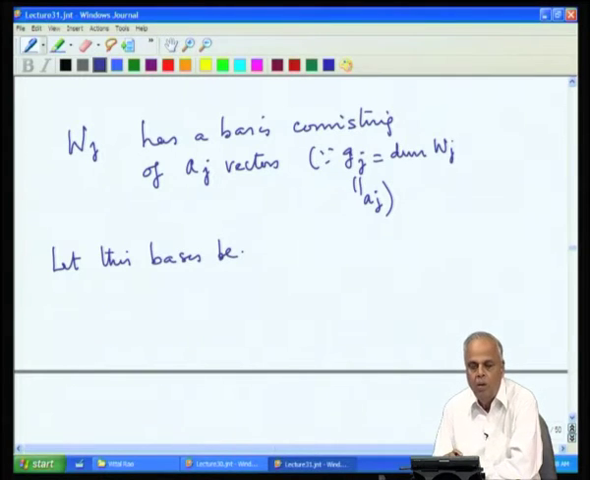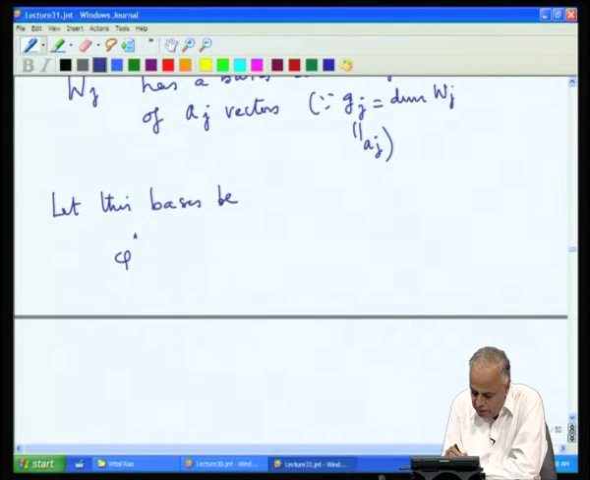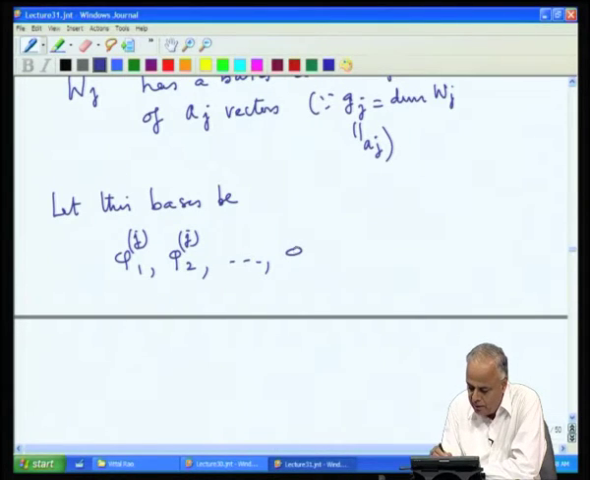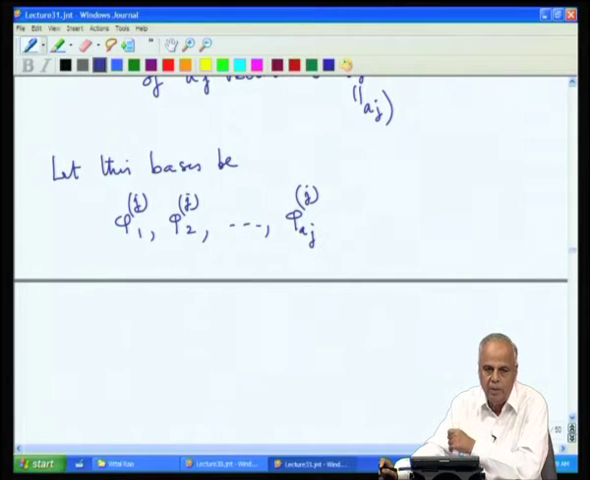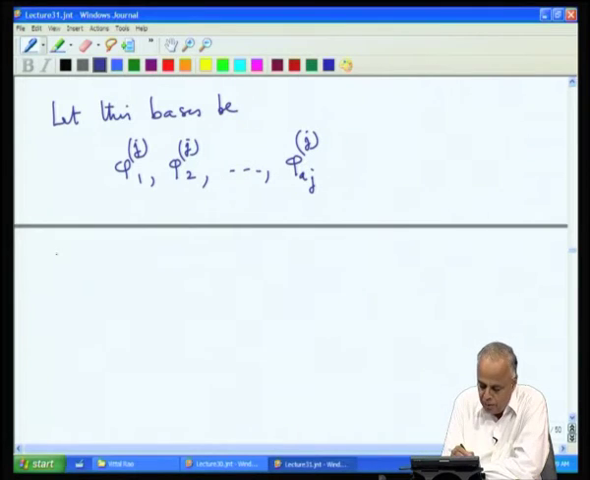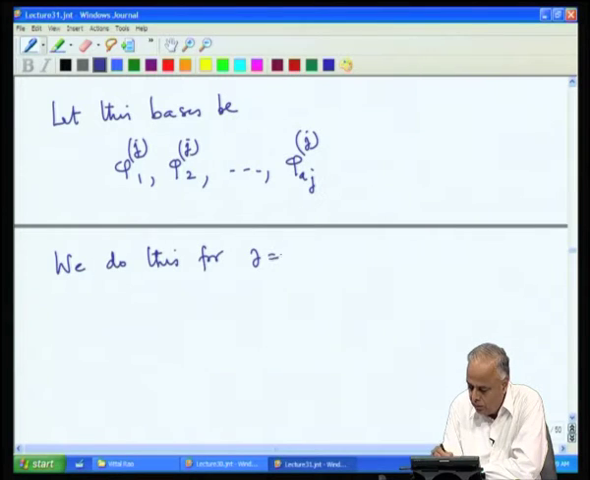So, we always find the eigenvalue first, then we find the null space, then we find the basis for the null space. Let this basis be phi j 1, phi j 2, up to phi j a j. And this we can do for j equal to 1 for the eigenvalue lambda 1, j equal to 2 for the eigenvalue lambda 2 and so on, so we do this for j equal to 1, 2, 3 up to k.